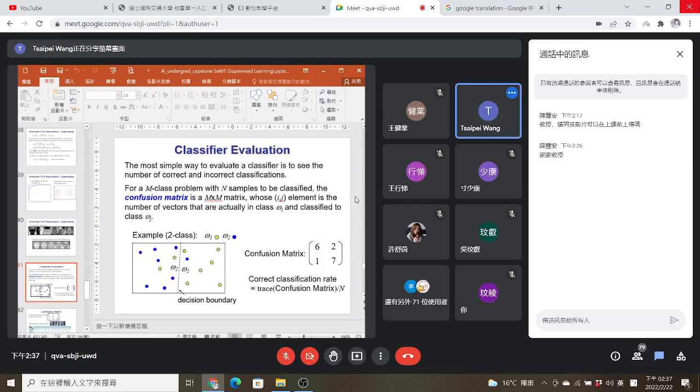Now, for the rest of this class, I'll go through a little bit about evaluation, because that will be a big part of your project. For classifiers, usually we think about accuracy. But accuracy does not tell the whole story.